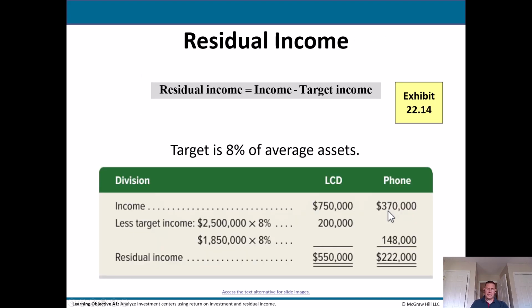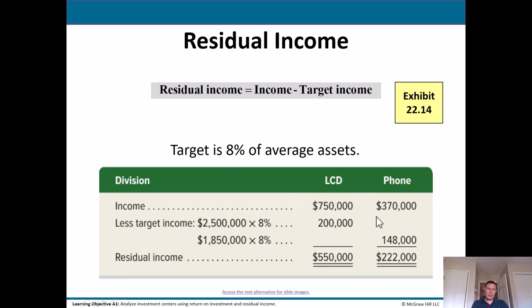Next thing to talk about, this one's very simple, is residual income. So the residual income is the income minus the target income. The target is probably set by their shareholders and their board, and is 8% of average assets. So the first thing we've got to do is figure out, okay, what is the target income before we look at the actual income.